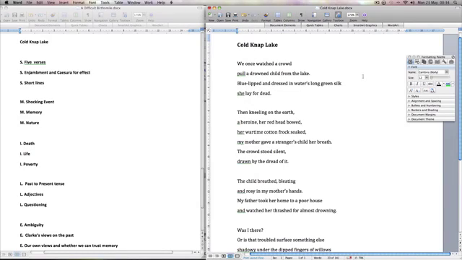Hello, and today we're going to look at Cold Knap Lake using the SMILE method, and also hopefully link the themes in the poems to other poems in the anthology by Seamus Heaney and in the pre-1914 Poetry Bank.